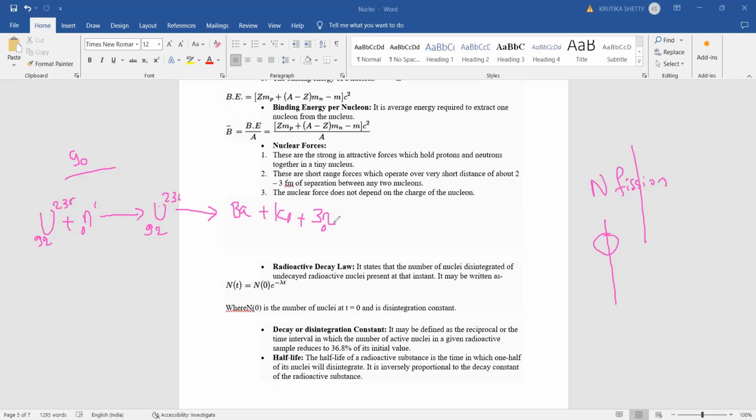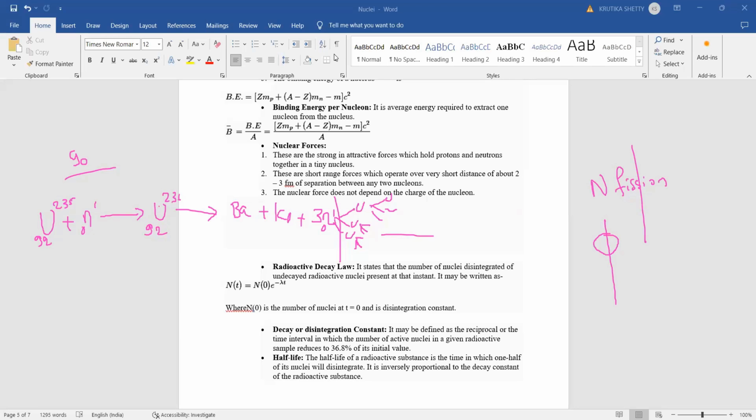Again these 3 neutrons will hit the uranium nucleus. Again here it will give 3, again here it will give 3 neutrons. The uranium gets hit again. If the process continues in this way, it is called the chain reaction, the uncontrolled chain reaction. Suppose you stop this reaction somewhere here, then it is called the controlled chain reaction. So this is regarding nuclear fission.